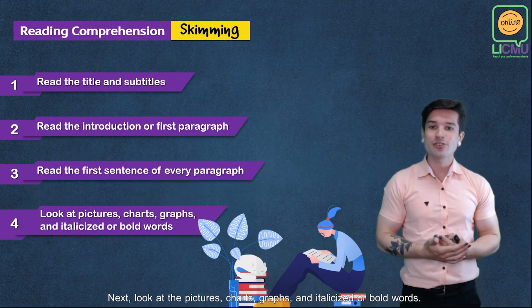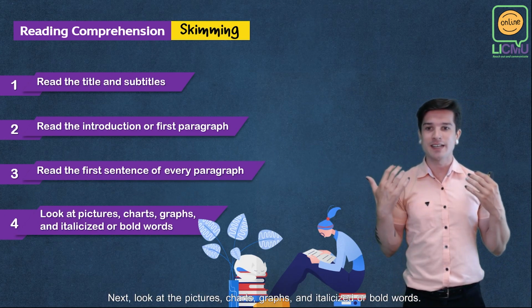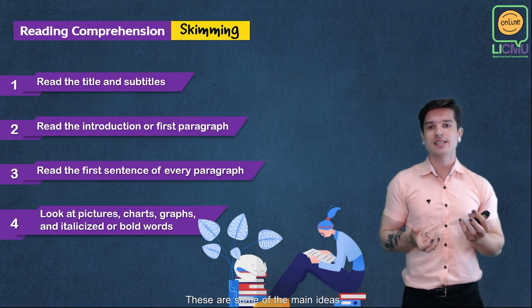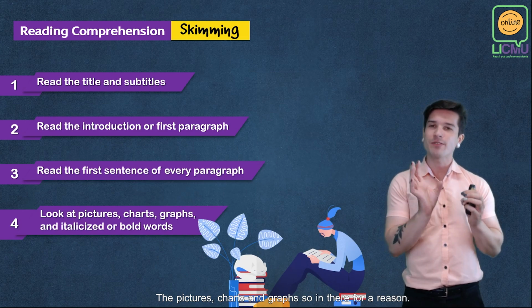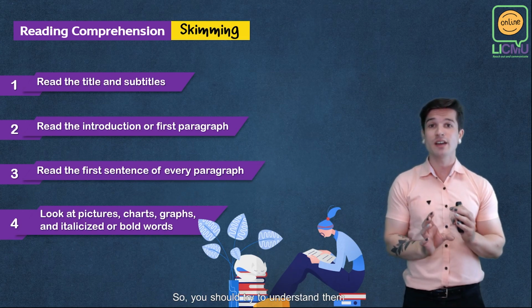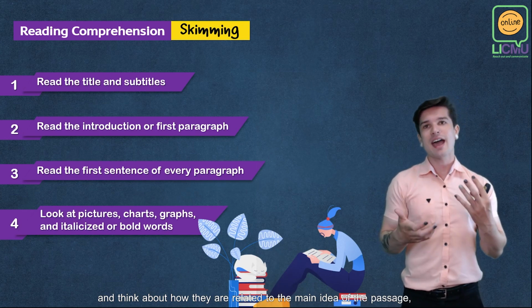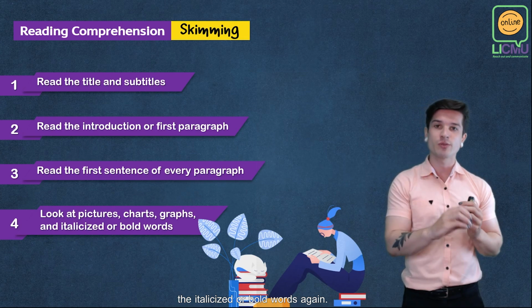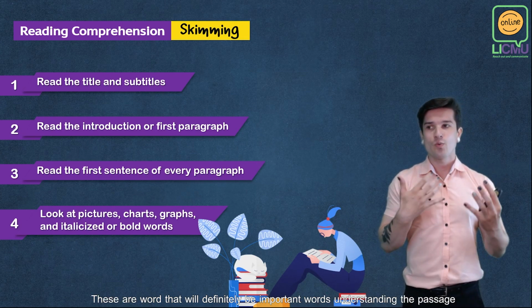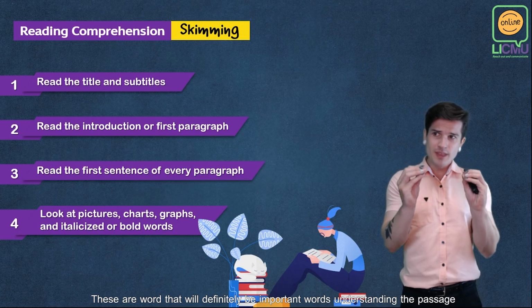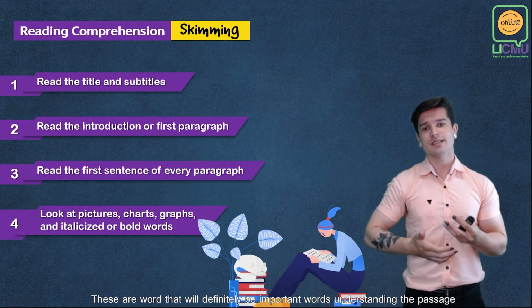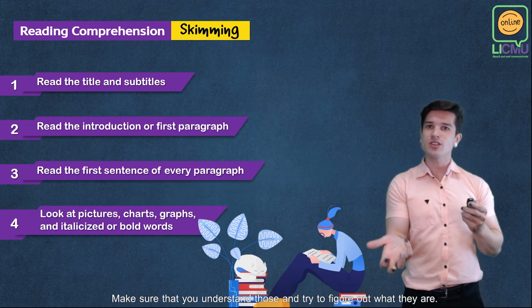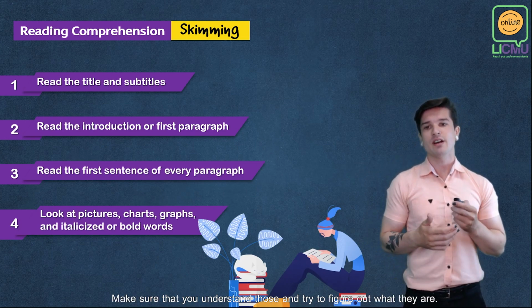Next, look at the pictures, charts, graphs, and italicized or bold words. These are some of the main ideas. The pictures, charts, and graphs are in there for a reason, and so you should try to understand them and think about how they are related to maybe the main ideas of the passage. The italicized or bold words, again, these are words that will definitely be important words to understanding the passage or the book. And so focus on those. Make sure that you understand those and try to figure out what they are.